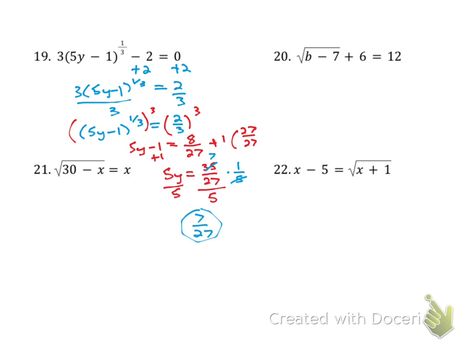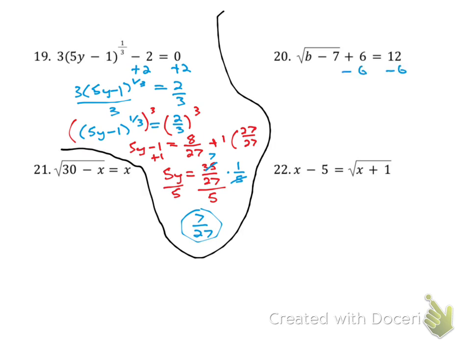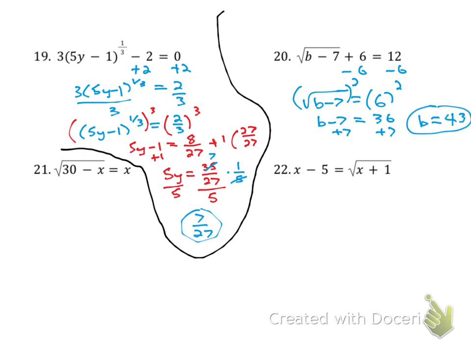Number 20. Subtract 6. Isolate that radical. Square root of b minus 7 equals 6. Square both sides. b minus 7 equals 36. Add 7. b equals 43.